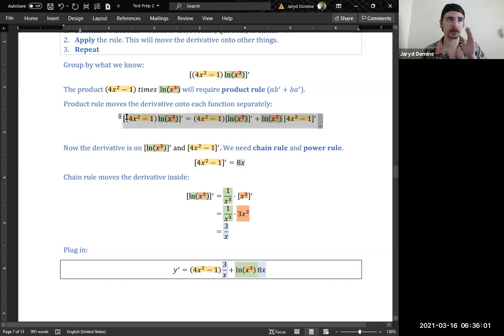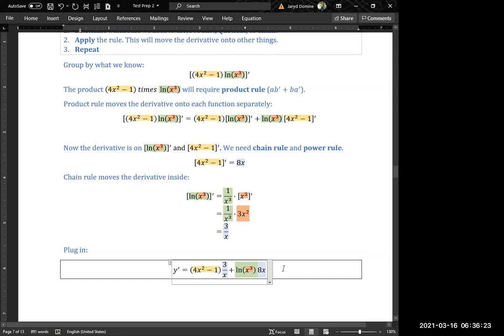So this is what I started with, the product rule. I then found what those other derivatives were, and now I plug them back in. This is what I end up with. The derivative of that natural log thing is 3 over x. The derivative of this 4x squared minus 1 is 8x. I put those back in, and this is my answer.